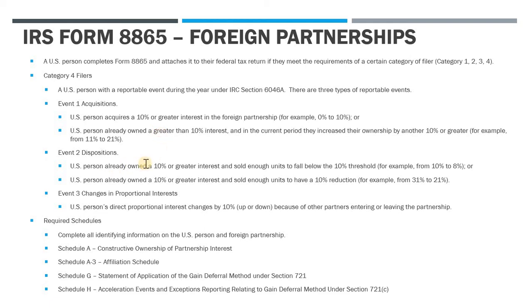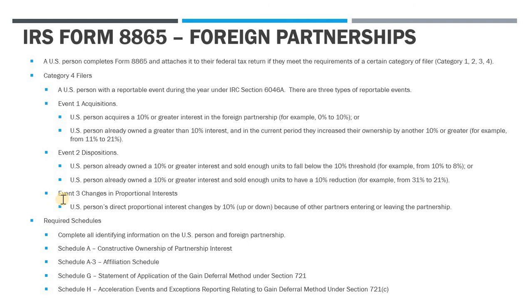The second one is a disposition. So the IRS wants to know, did you acquire foreign partnership interest or did you reduce your ownership interest? If you already owned a greater than 10% interest and you sold enough units to fall below that threshold, that's a reportable event. So if I own 10% and I sold some of my units and I went down to 8% beneficial ownership, that's a reportable event. I've got to report that. Or if I sold enough units to have a 10% reduction overall, right? So if I had 31% at the start of the year and then I sold 10% of the units and now I'm down to 21, that 10% drop is a reportable event, okay?